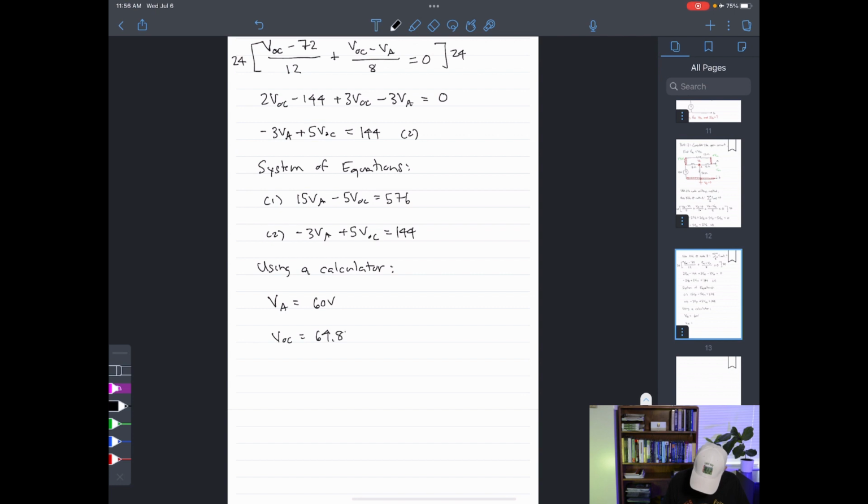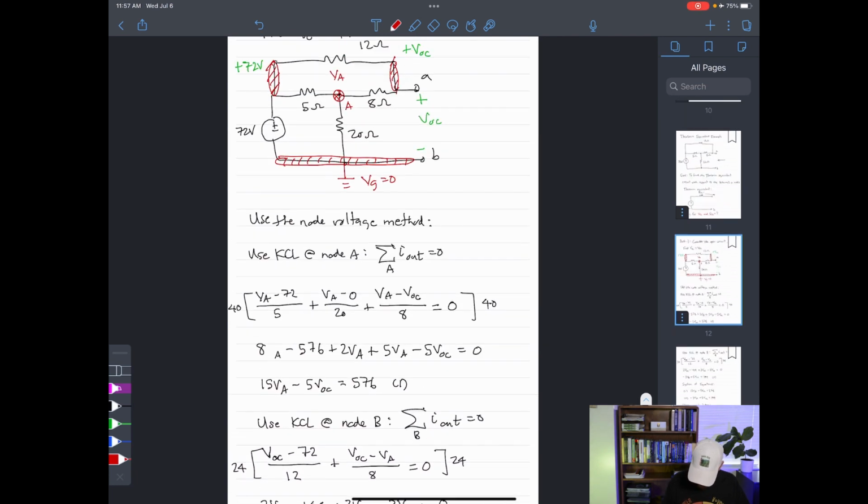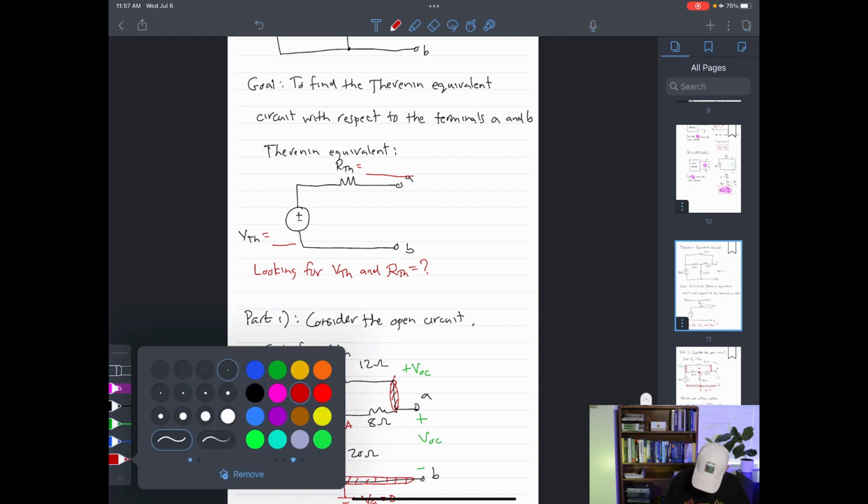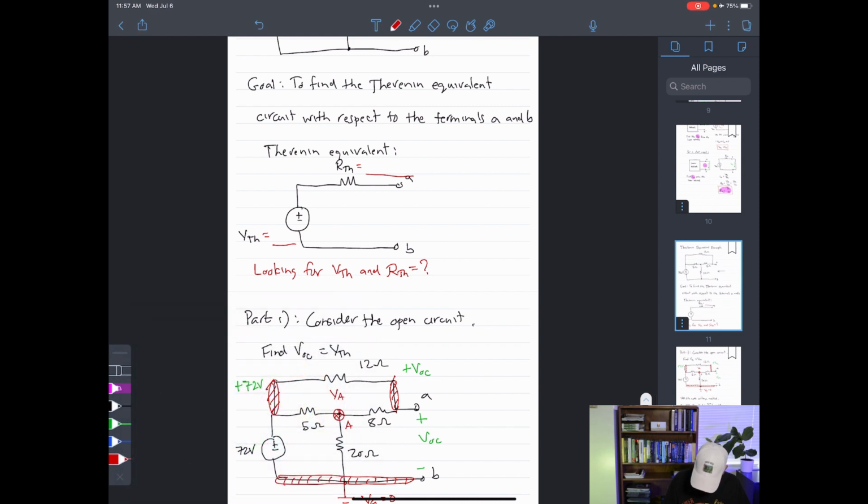Now, this was the very thing that I was actually after. This value of the open circuit voltage is equal to the Thevenin voltage. So we now have the first piece of our puzzle here. So going all the way back up here to finding this Thevenin equivalent voltage, we now know that this is 64.8 volts.